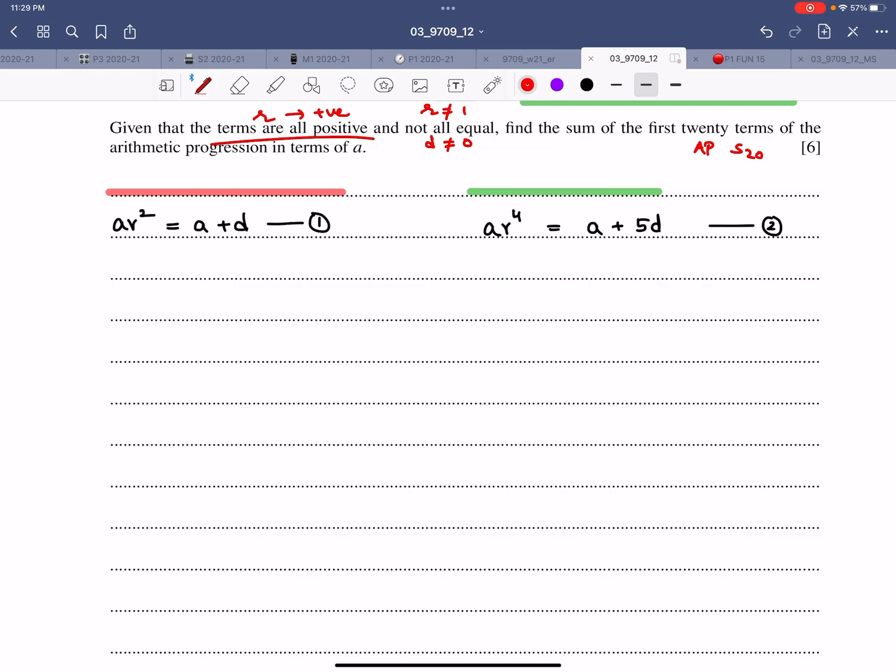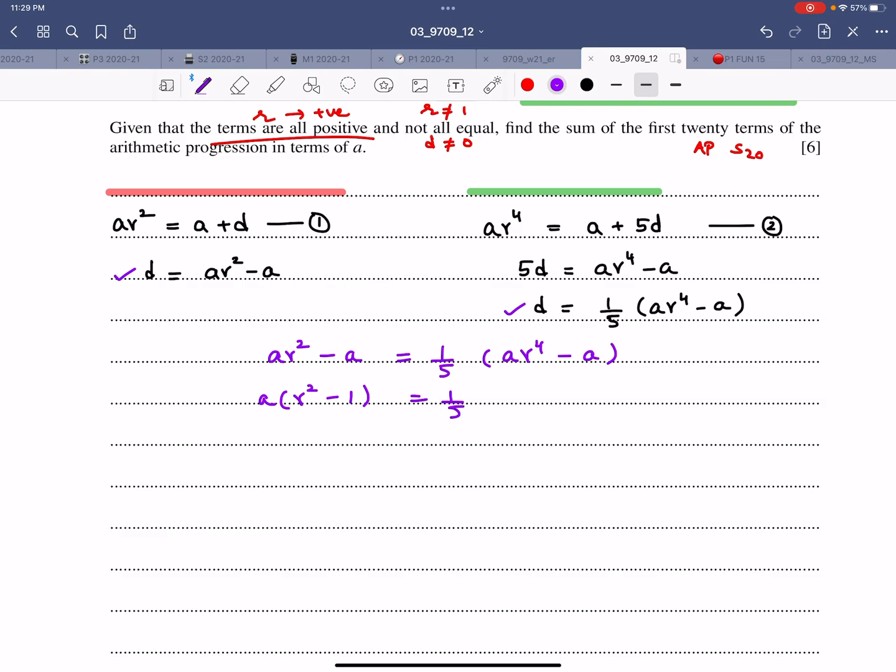So I'm interested in D. D is AR square minus A. I'm interested in D. So that is AR4 minus A. Therefore, D is 1/5 of AR power 4 minus A. This is D. This is D. Therefore, AR square minus A is 1/5 AR power 4 minus A. A common, R square minus 1. That is 1/5 A common, R power 4 minus 1. Factorize it a bit. That is R square minus 1, R square plus 1.